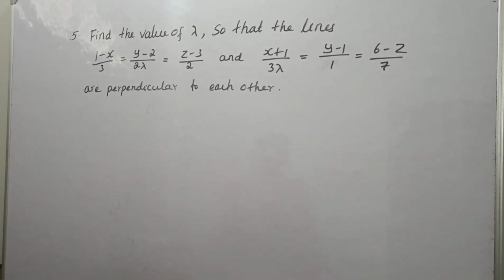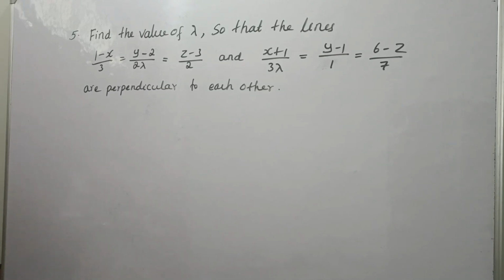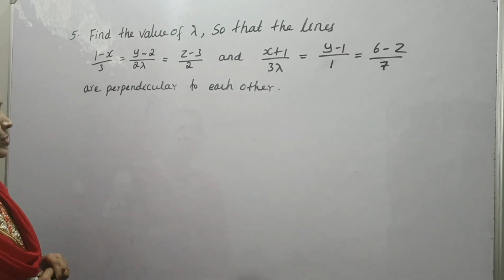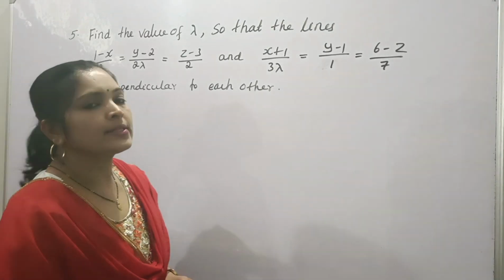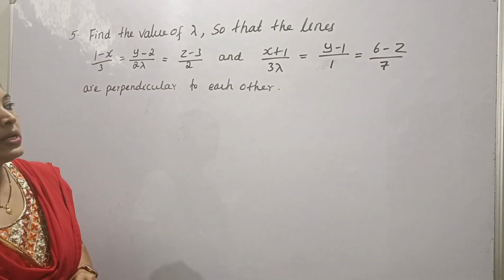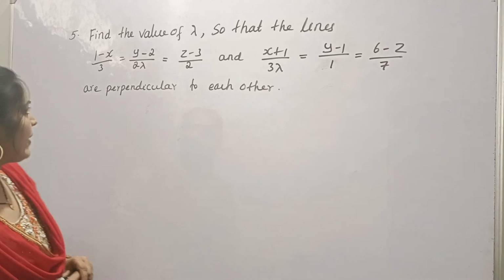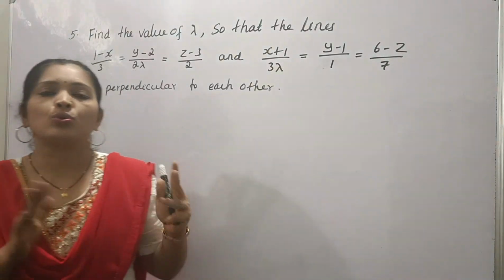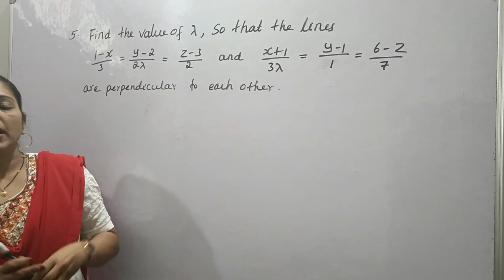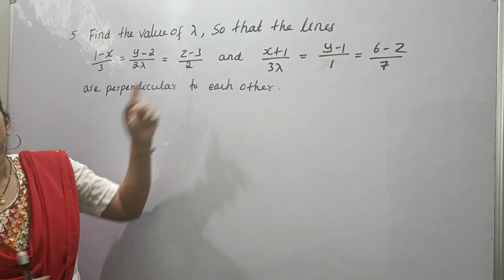Find the value of lambda so that the lines (1 minus x) divided by 3 is equal to (y minus 2) divided by 2 lambda is equal to (z minus 3) divided by 2, and (x plus 1) divided by 3 lambda is equal to (y minus 1) divided by 1 is equal to (6 minus z) divided by 7 are perpendicular to each other. Here it is given that the two lines are perpendicular, then what is the value of lambda?